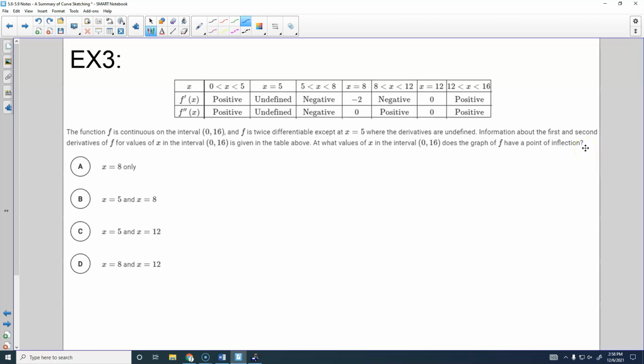That's when the second derivative switches sign. So here we're positive to negative. And then from negative back to positive right here. So we would have 5 and 8. There would be our answers.